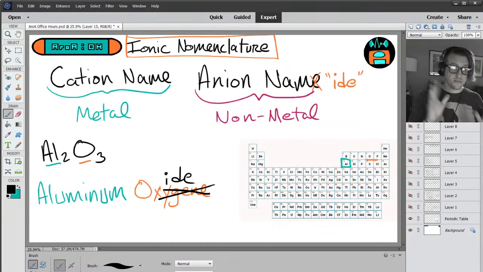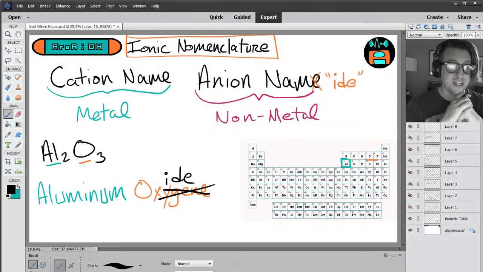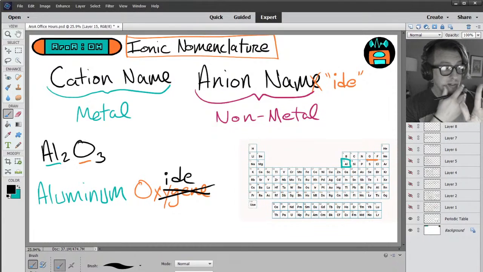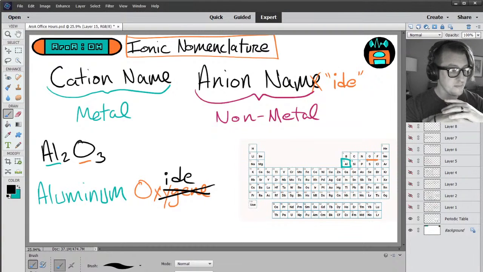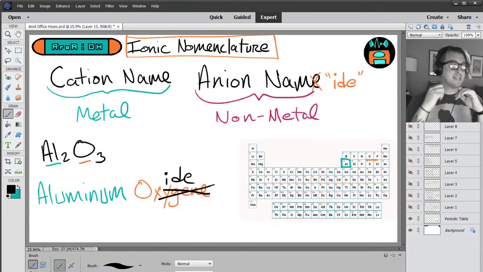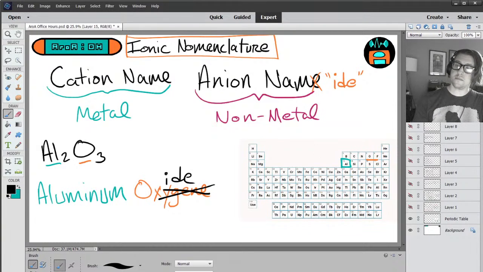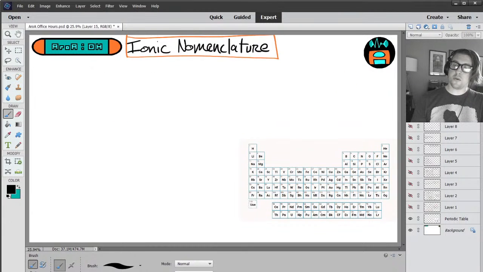Now, naming them, not too bad, right? When you're given a formula, you don't even have to pay attention to the subscripts. You just look at the name. Heriberto, exactly. It's aluminum oxide, right? Name of the cation, name of the anion. When you're given the chemical formula and asked to name an ionic compound, it's not too shabby.